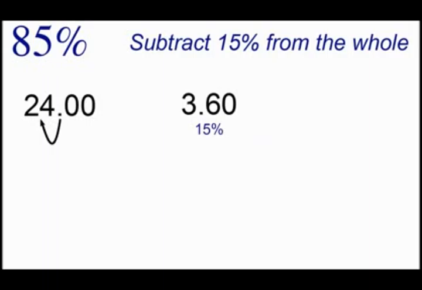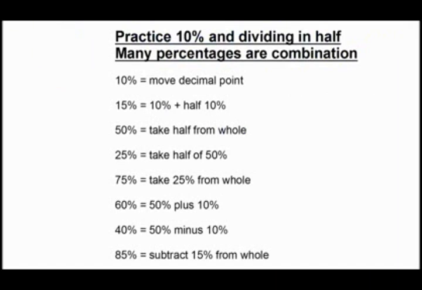And to get to 85%, we need to subtract that from the original number. So 24 minus 3.6 is 20.4, and that's 85%. The lesson in all of this video is that you should practice on taking 10% and dividing numbers in half, because all of the examples we've done here are combinations of those two steps.